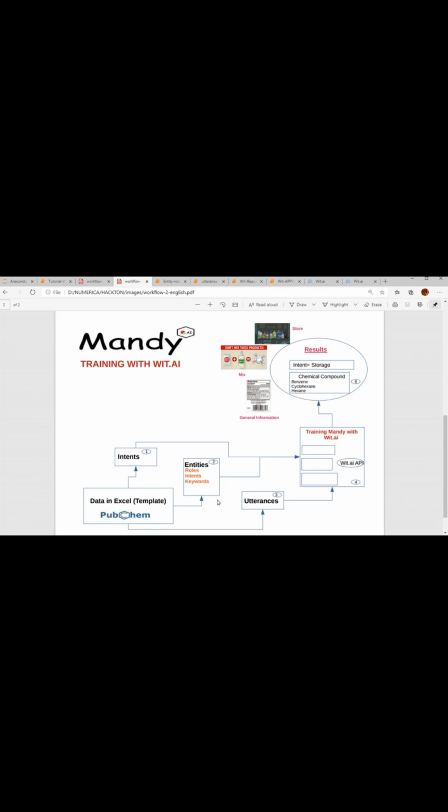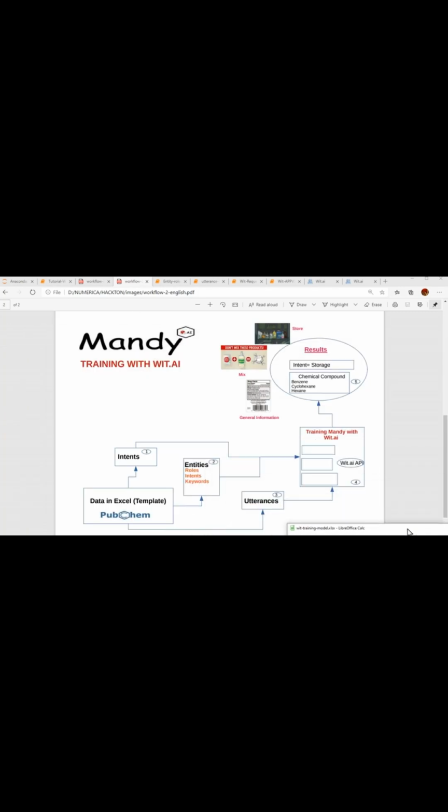So what we did is we created 3 different functions to train the model with different intents, entities, and utterances, and used the data from PubChem that was stored in an Excel like this one, and used Python to integrate everything so that we got the chemical compound and the intent.